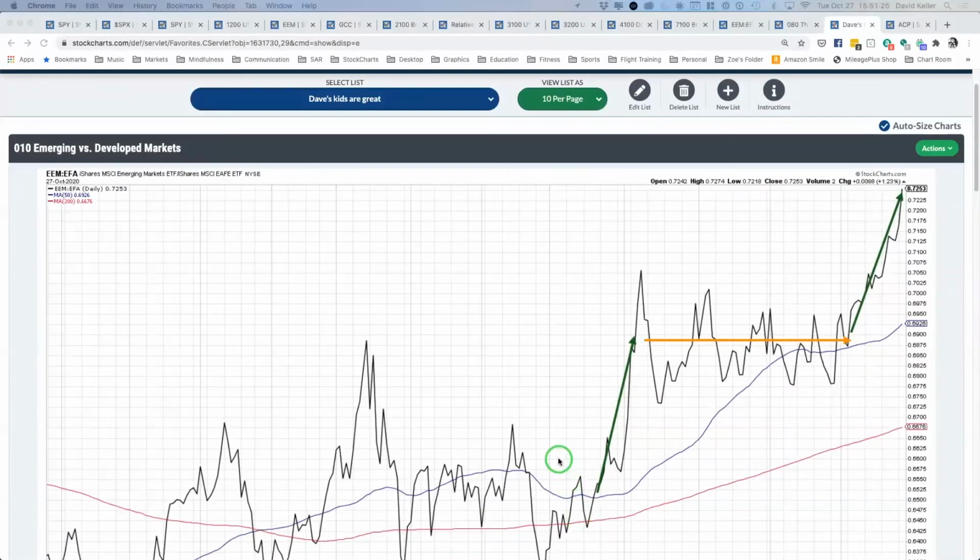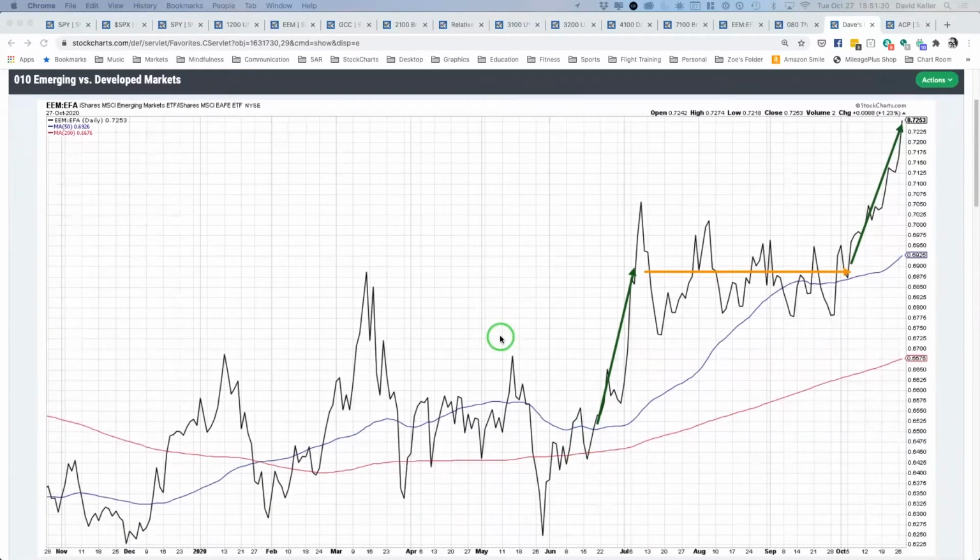All right, so today's chart is the ratio of emerging markets versus developed markets. The way we're looking at this is a simple ratio of two ETFs, the EEM, which is an emerging markets ETF, and the EFA, which is basically global developed markets in Europe and Asia. So basically developed Europe and Japan, essentially.